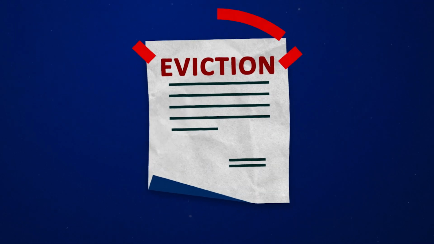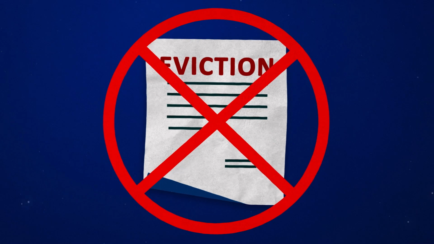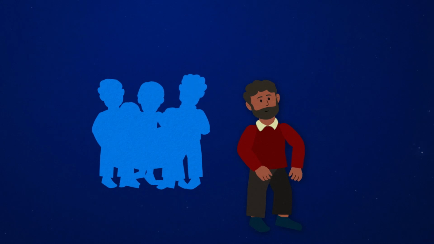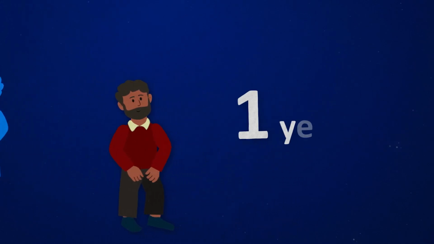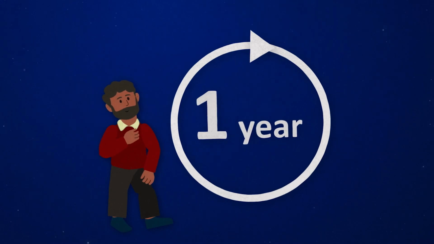Next, let's talk about eviction. Remember that the landlord cannot evict you for illegal or discriminatory reasons. The landlord may not issue a termination notice because you joined or created a tenant organization. You may not be evicted before the end of the term of the rental agreement without good reason.